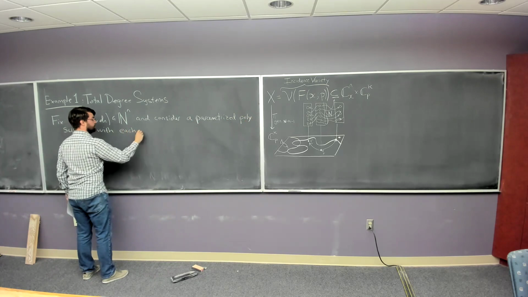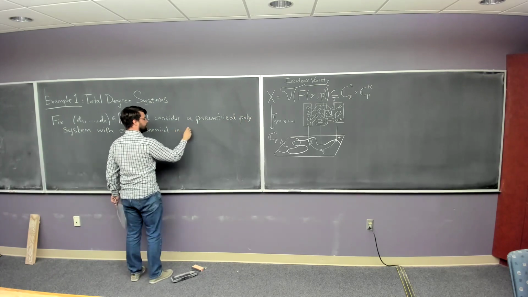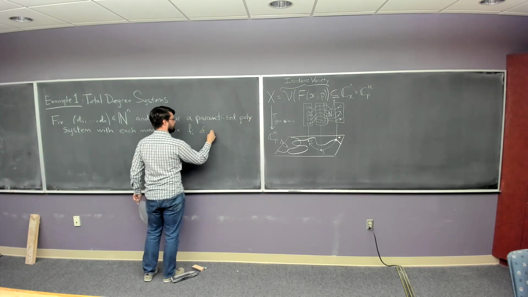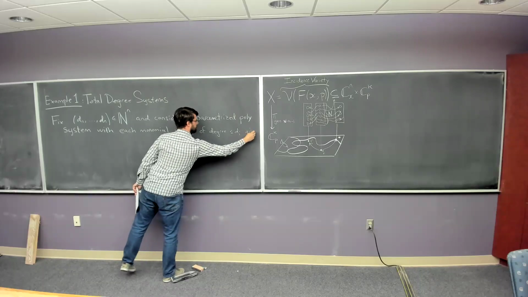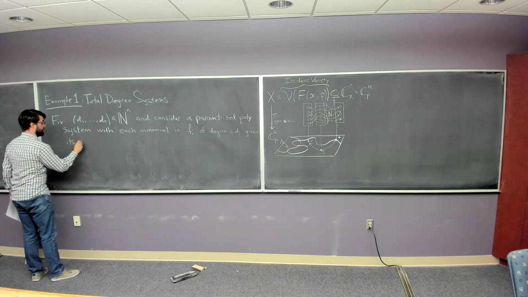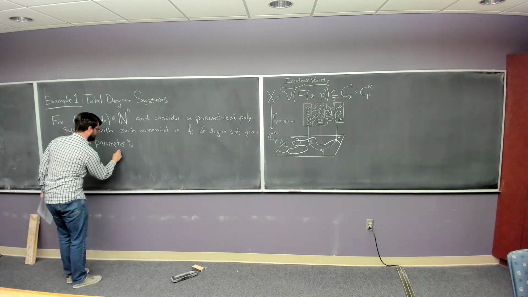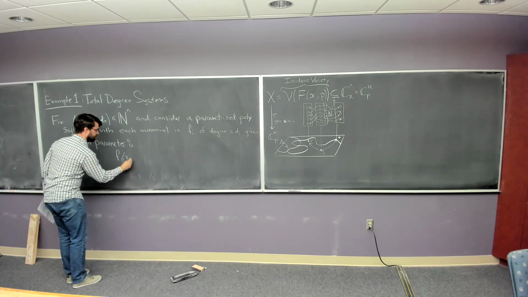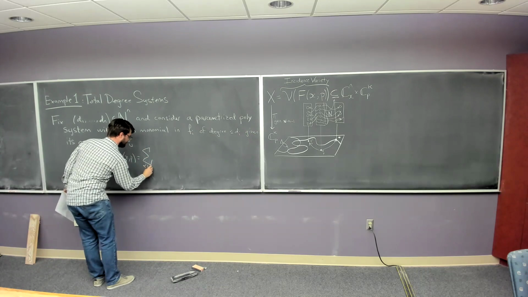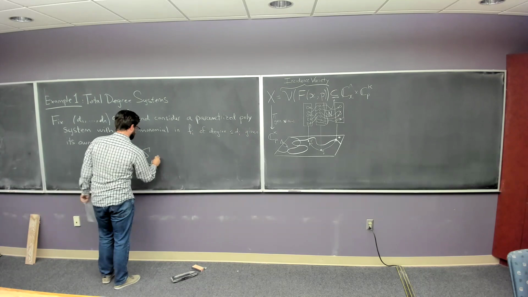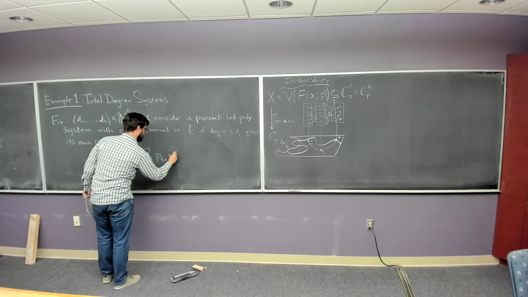with each monomial in I of degree less than or equal to d_i, given its own parameter. In other words, f1 of x and p looks like the sum over all alpha such that size of alpha is less than or equal to d1 of p_1,alpha x^alpha.